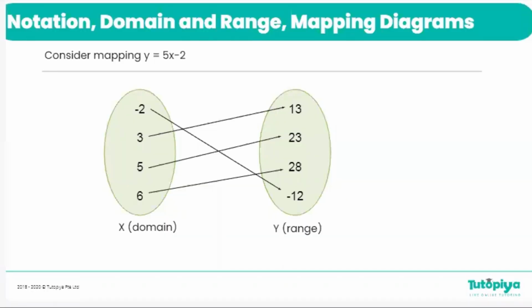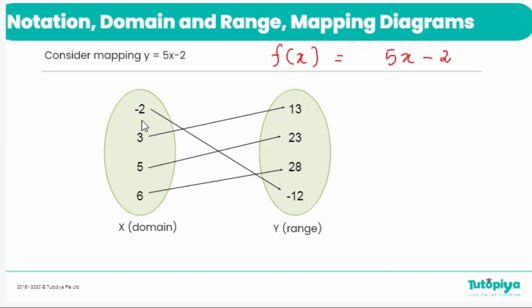Let's consider the mapping of y equals 5x minus 2. In this case, if I write this in terms of a function, I can say f of x equals 5x minus 2. And then I can work out different variables for x. That's my input, and these would be the elements from my domain. And the output that I would get from my function of x would give me my range.